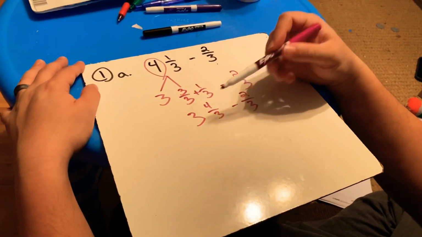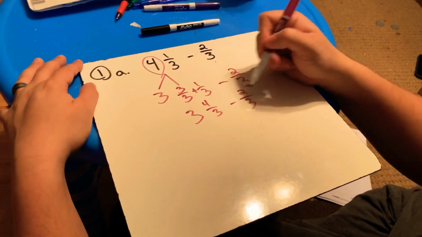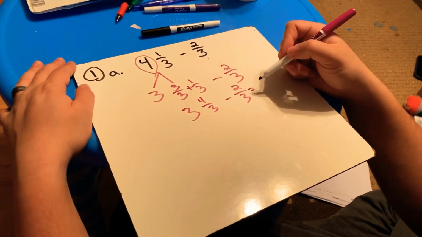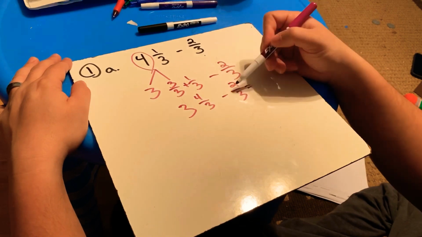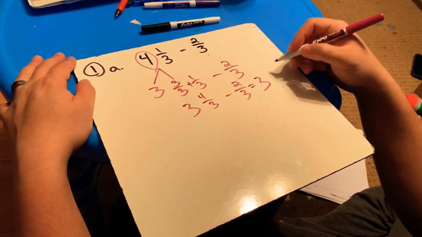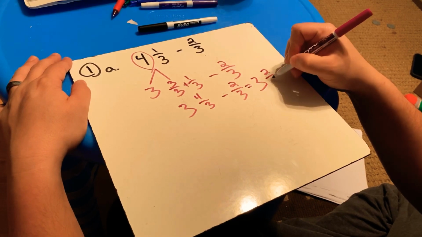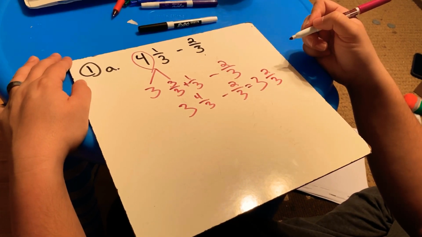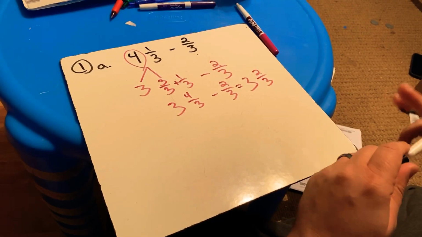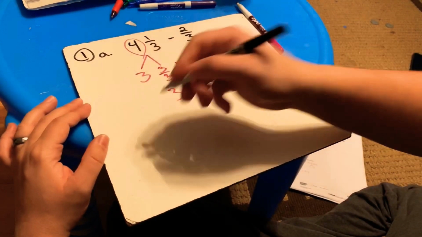Now once I've got this 3 and 4/3 minus 2/3, I just subtract my fractions. I don't have any whole numbers to subtract, so that's going to be 3. And what is 4/3 minus 2/3? That's just going to be 2/3. So the answer is 3 and 2/3. That's what I did. I'm going to go below this and do B.